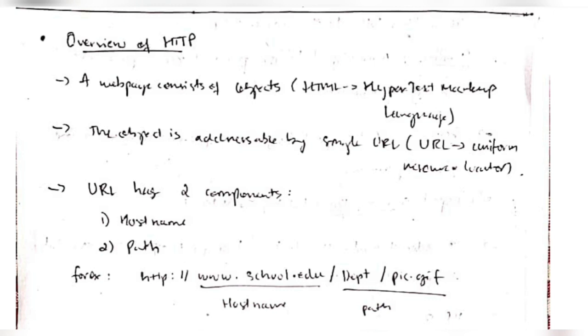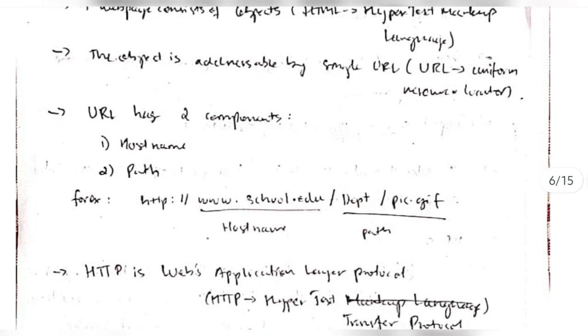Before starting, we need to know some basic concepts, like what a web page consists of. A web page consists of objects which are written in HTML, Hypertext Markup Language. Each object and component present in the web page has an address. That address is denoted as URL, Uniform Resource Locator, and it has 2 components, hostname and the path.